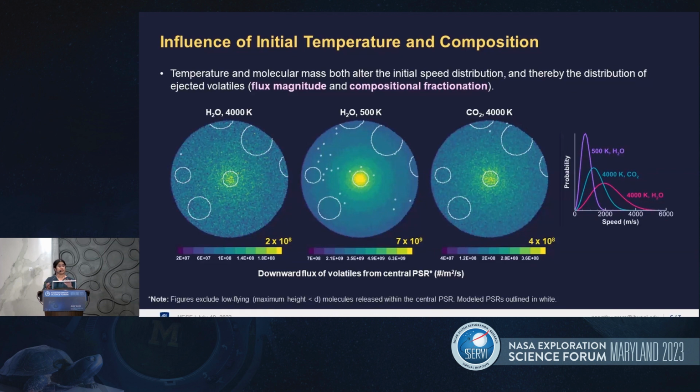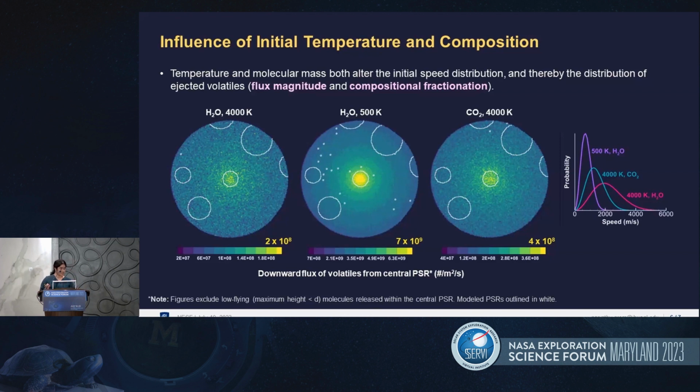And ultimately, the reason for those differences is because, as you can see in the line plot, which shows velocity distributions, both temperature and molecular mass affect the initial distribution of molecular speeds. And that, in turn, is what affects the distribution of where and how far away stuff falls back. And so a couple of the interesting things: both reducing the temperature and increasing the molecular mass increase the flux of molecules that fall back. Fewer of them are likely to escape lunar gravity.